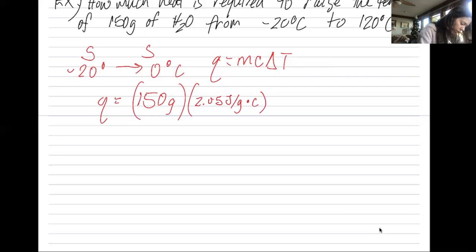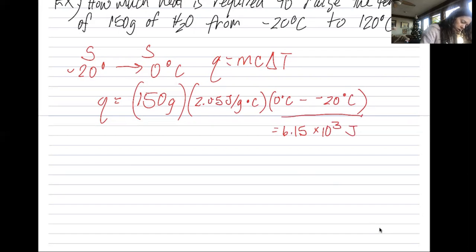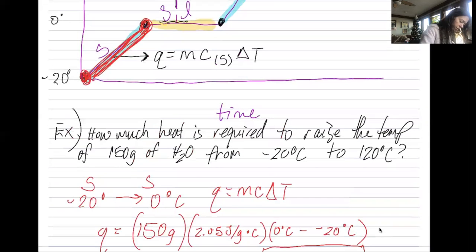And we are going to end up at 0. We started at -20, so that would be a positive 20. So what we have here is 20 times 2.05 times 150 equals 6.15 times 10 to the third joules. All right, so that's just going to get us from here to here.